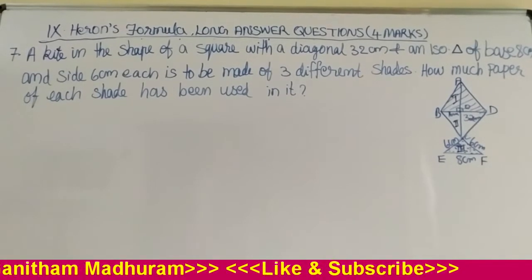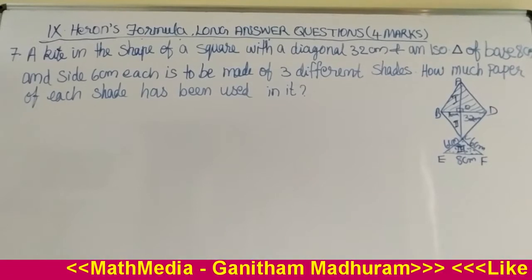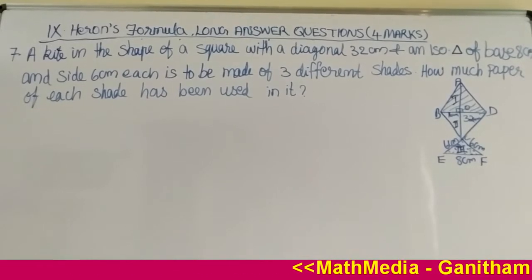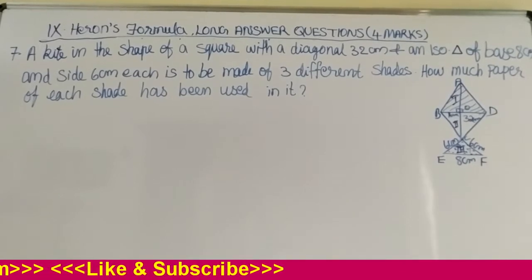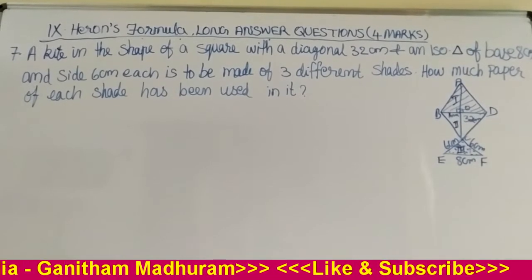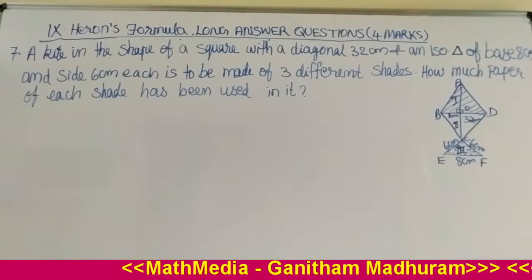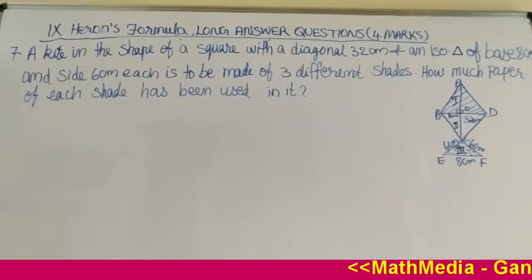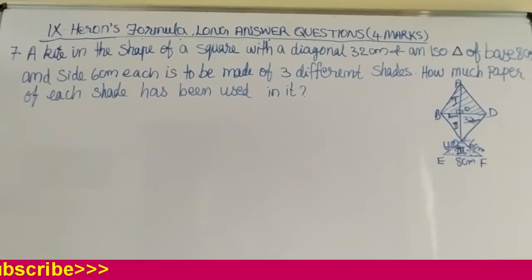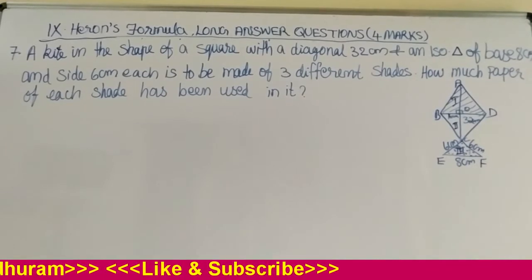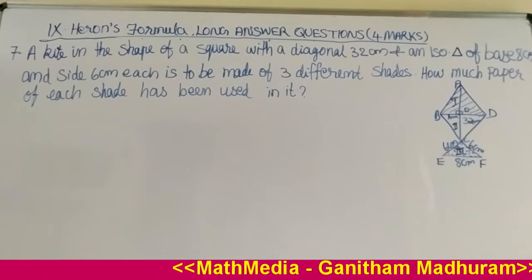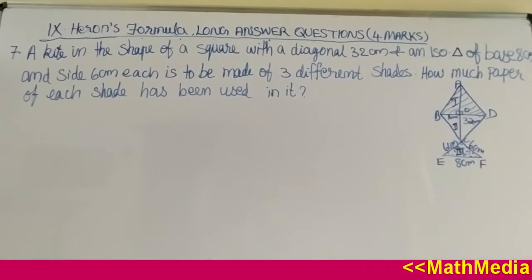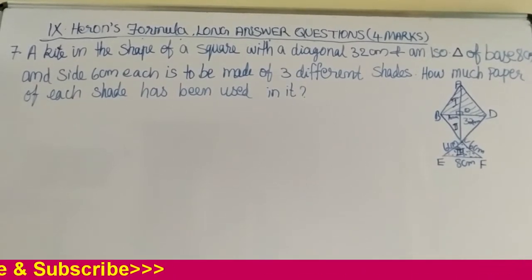The kite is made up of 3 different colors. So we have triangle ABD in one shade, triangle BCD in another shade, and the isosceles triangle CEF in another shade. So we can find how much paper of each shade has been used to make the kite. Hope that question is clear.